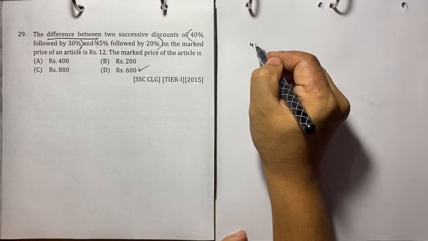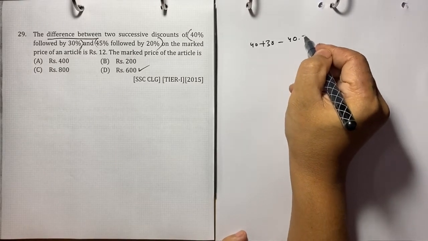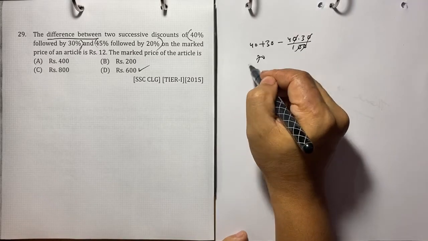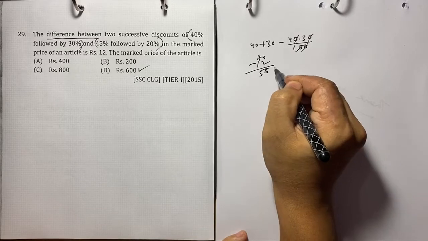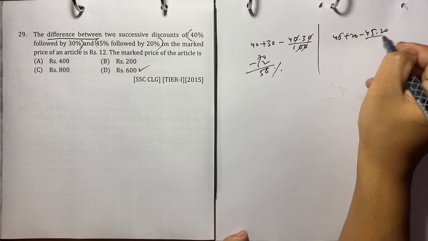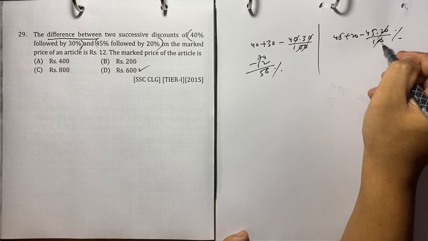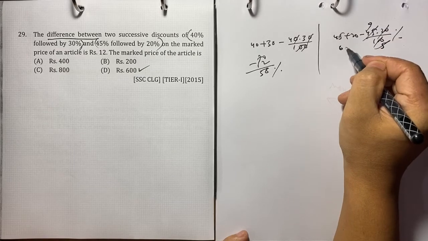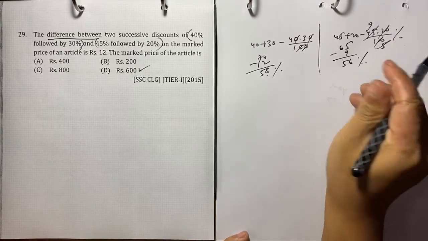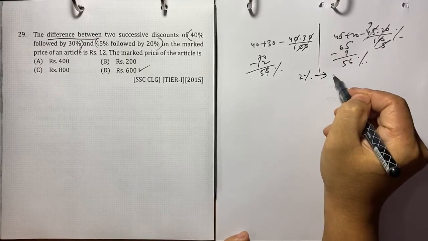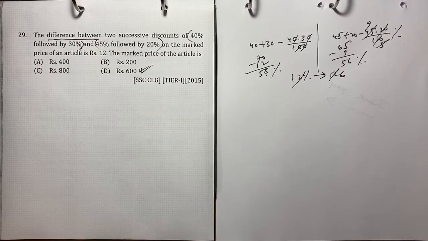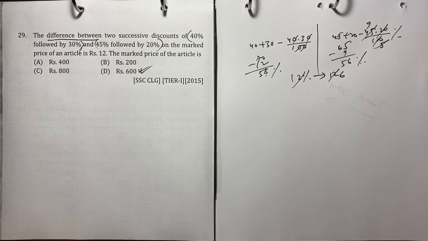40 plus 30 minus 40 into 30 divided by 100, cancel, so this will be 70 minus 12, so this will be 58%. Then 45 plus 20 minus 45 into 20 divided by 100, cancel, this will be 5 and 9, so this will be 65 minus 9, so this will be 56%. The answer is 2%.